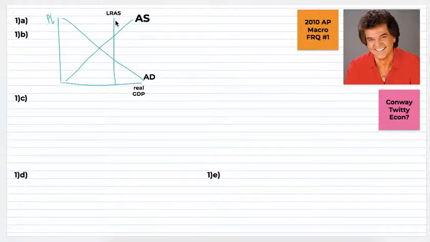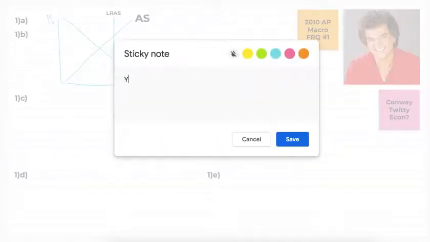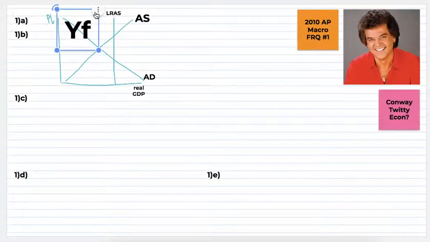And like I said, LRAS measures full employment output. This is the output we make when we're at that 4% to 6% unemployment rate, which is full employment. And this says that we're making less than full employment. So our GDP is actually less than full employment. So we have to label full employment as YF. So let's get a YF on there. And that is, of course, what I just said. YF goes down here.